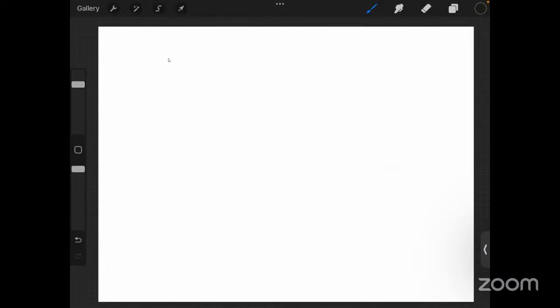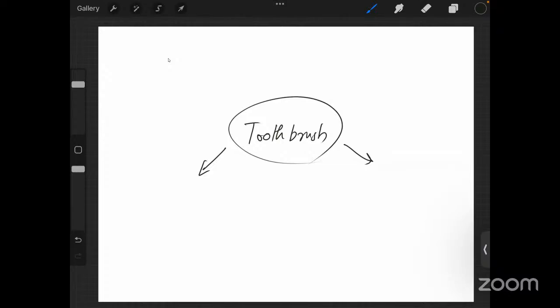So what is the first step? What we need to do today is to design a toothbrush. And for the toothbrush, we have two users: one person with only one hand, okay? And then an astronaut, and the situation is zero gravity.